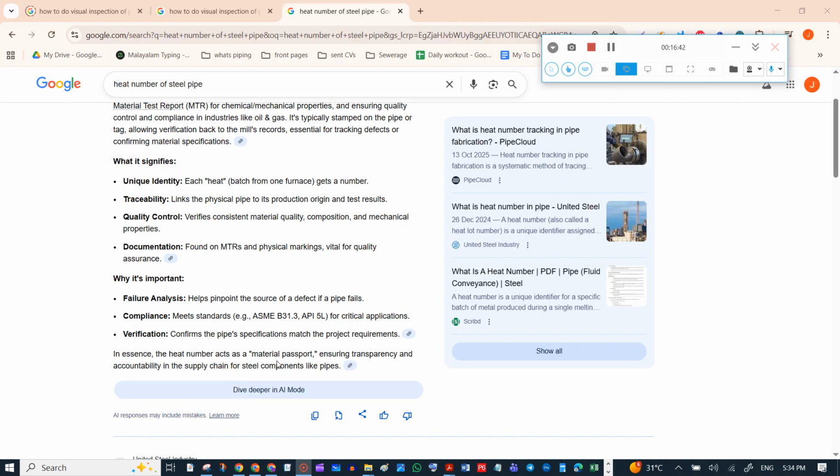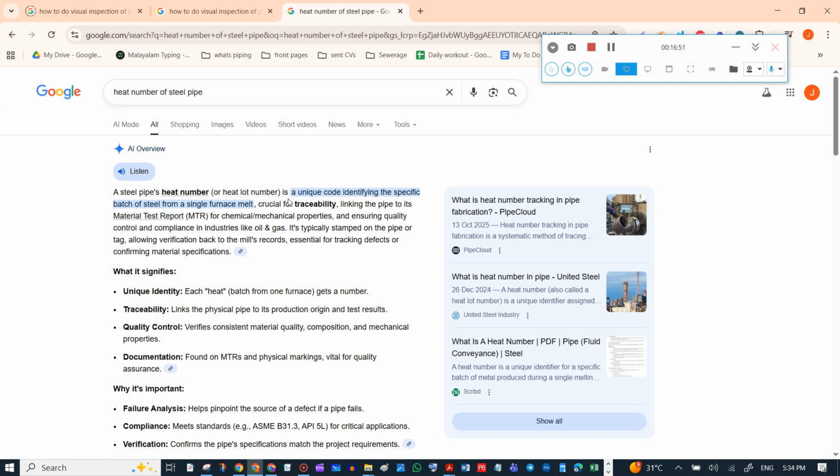So heat number can be termed as a material passport, ensuring transparency and accountability in the supply chain of steel components like pipes. It's a unique code. It identifies a specific batch of steel from a single furnace melt. It is crucial for traceability. It links the pipe to its material test report for chemical and mechanical properties, and ensures quality control and compliance in industries like oil and gas. It is typically stamped on the pipe or tag, allowing verification back to its mill records, essential for tracking defects or confirming material standards.